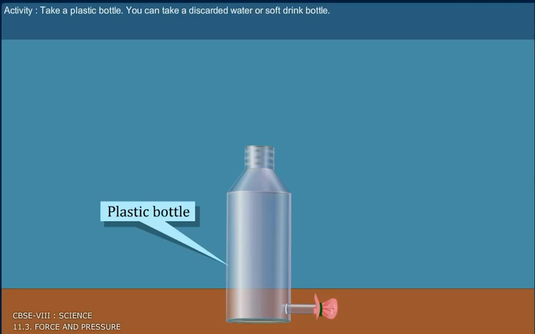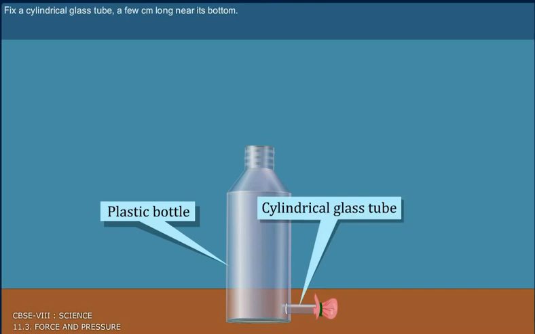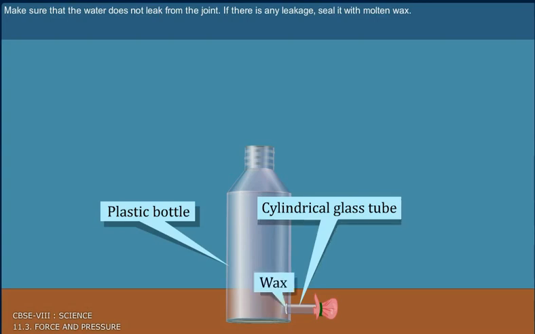Activity. Take a plastic bottle. You can take a discarded water or soft drink bottle. Fix a cylindrical glass tube a few centimeters long near its bottom. You can do so by slightly heating one end of the glass tube and then quickly inserting it in the bottom of the bottle. Make sure that the water does not leak from the joint. If there is any leakage, seal it with molten wax.